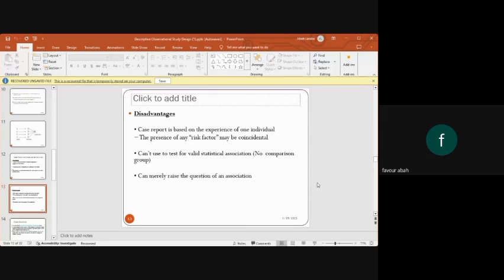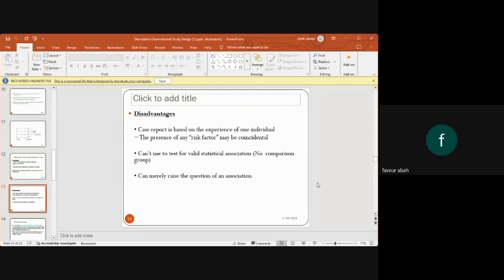Now let's look at the disadvantages. A case report is based on the experience of one individual. So the presence of any risk factor may be coincidental, because you're just seeing one person, and probably the person smokes, the person drinks, the person is exposed to maybe ultraviolet lights, and you cannot base that risk factor on one person and generalize it to everybody.